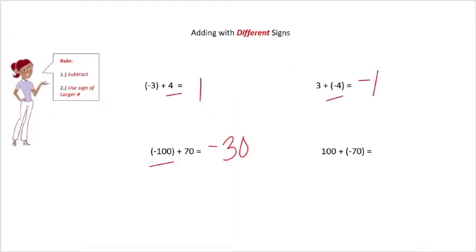And again, 100 minus 70 is 30. And the 100 in this case is positive. So our answer is positive 30. So that was addition with different signs.